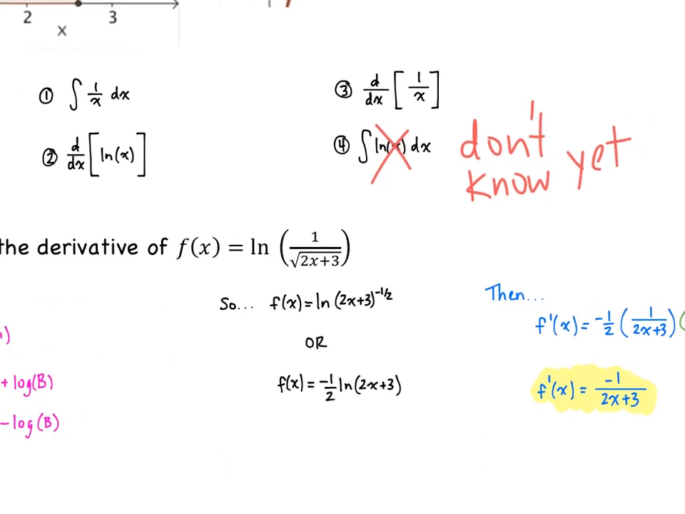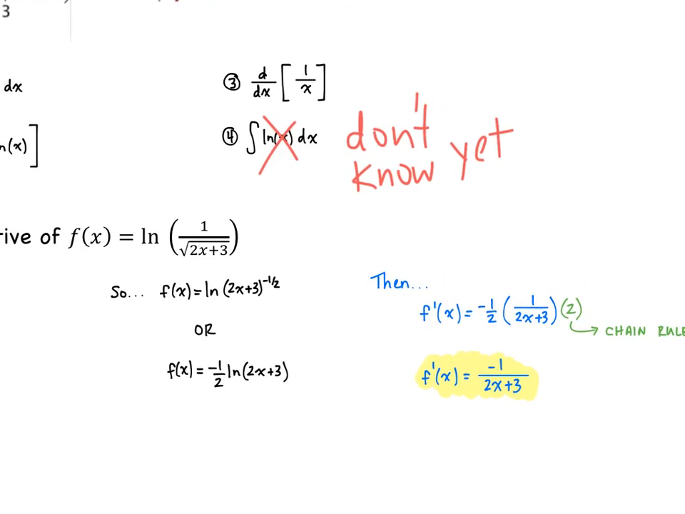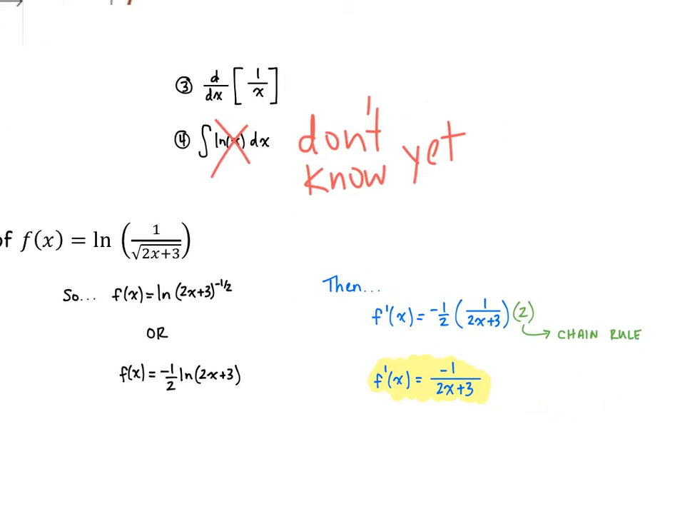As we move forward, the derivative is going to be negative 1/2. Remember, taking the derivative of natural log, it's 1 over 2x plus 3. But then we can't forget about the chain rule: taking the derivative of what was inside of that 2x plus 3, we have to multiply by 2, and that takes care of our chain rule aspect. Now when we clean things up, the 2's will cancel, and we'll be left with f prime equal to negative 1 over 2x plus 3.